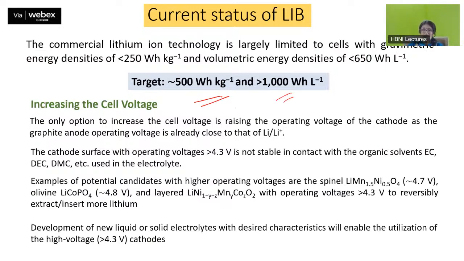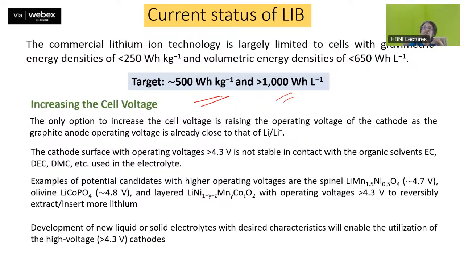As I said, you can increase the cell voltage. How do you increase the cell voltage? Then what you have to do is work on better materials. You need cathode materials which will operate at a much higher voltage. So with cathodes with operating voltages greater than 4.3 volt, the problem is that it is not stable when it is in contact with the organic solvents which are present in the electrolyte. The electrolyte has a lithium salt, which is normally LiPF6 or LiClO4, dissolved in organic solvents like EC, DEC, DMC, etc.